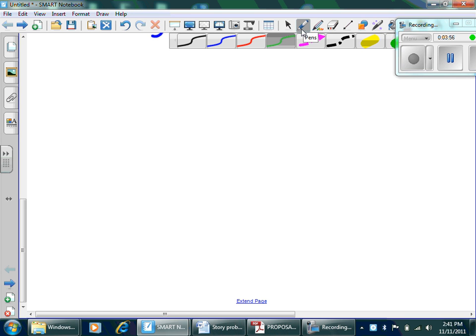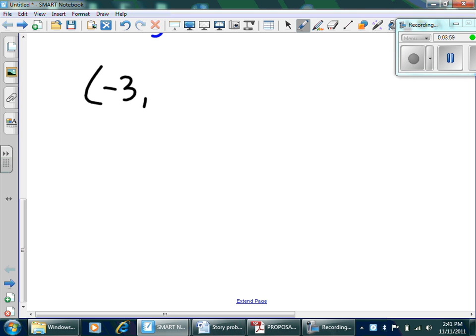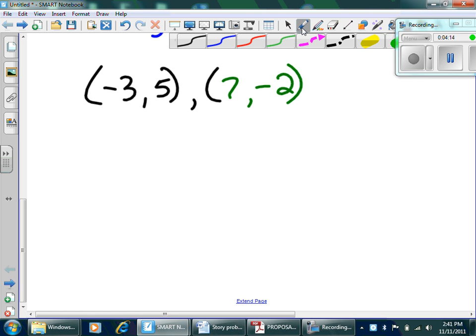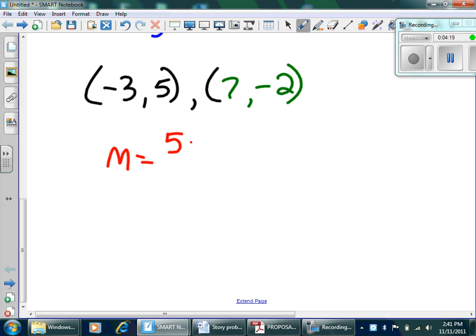Let's say that this time we have the point (-3, 5), and the point, oh no, let's go with positive 7, -2. Okay, so once again, I find my slope. m will equal 5 minus -2, and then I will do -3 minus 7. And my slope will end up being 7 over 10, and it's negative.